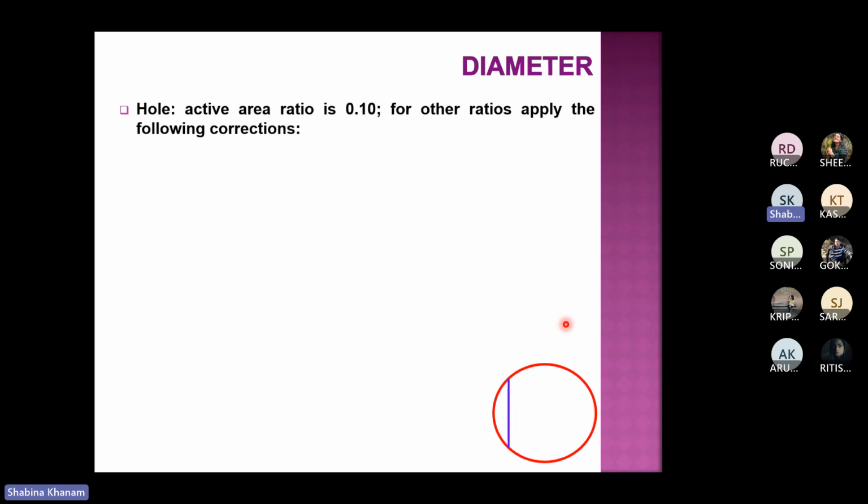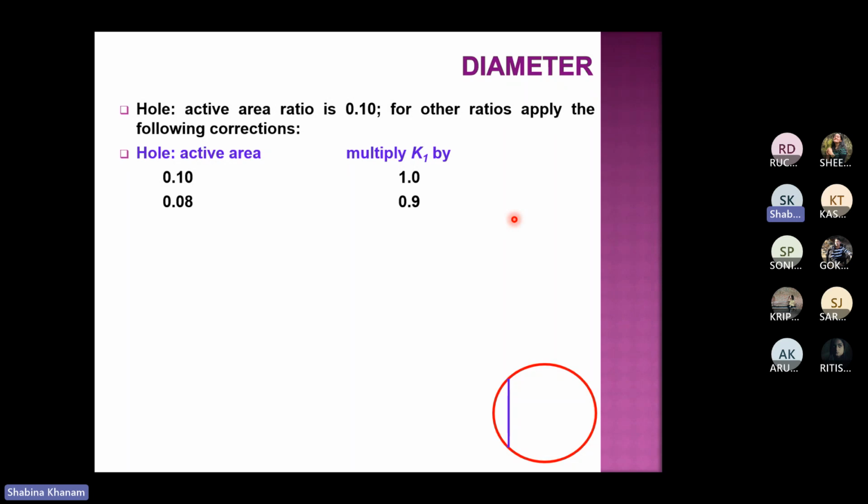If I am having other ratios of this, I hope you are getting what is hole by active area. Hole is not a single hole, that is all holes. The area of all holes divided by active area should be 10%. So here you can get the idea: if I am having the complete metal sheet, how much area we are actually devoting for holes. So 10% is the higher value. When I am having other ratios of hole area to active area, if 10% is there, nothing you need to consider.